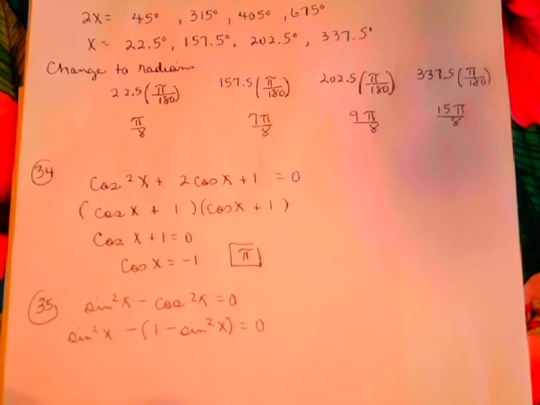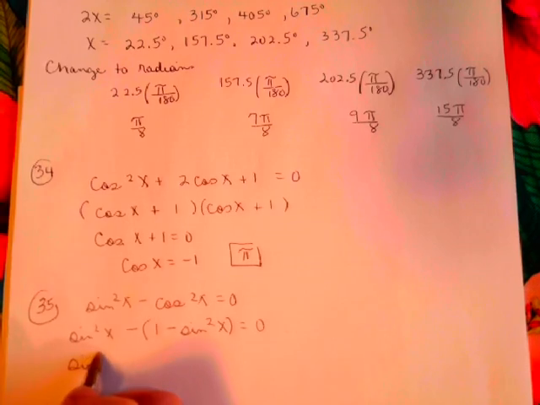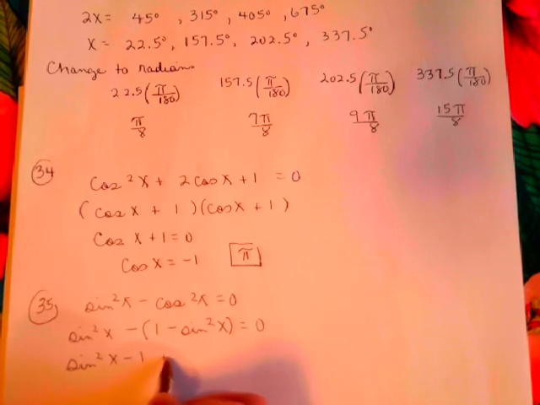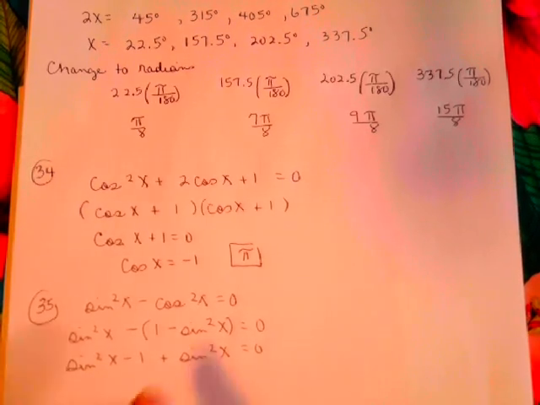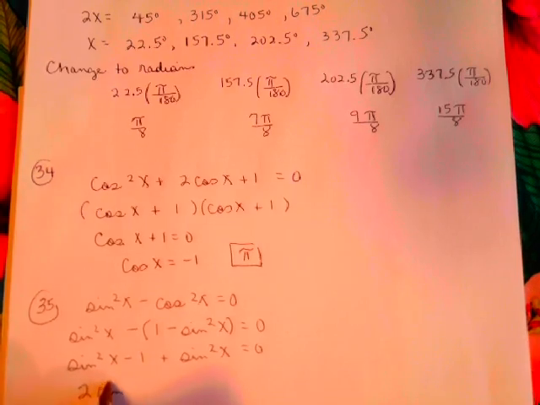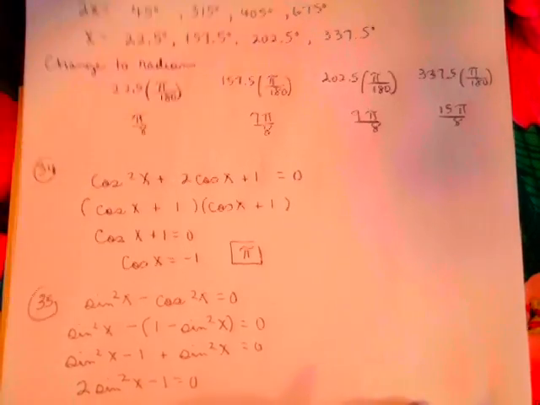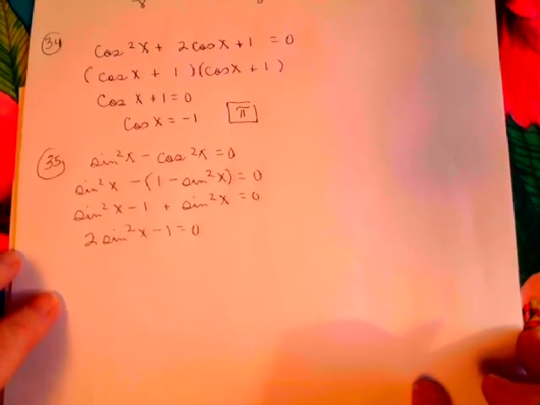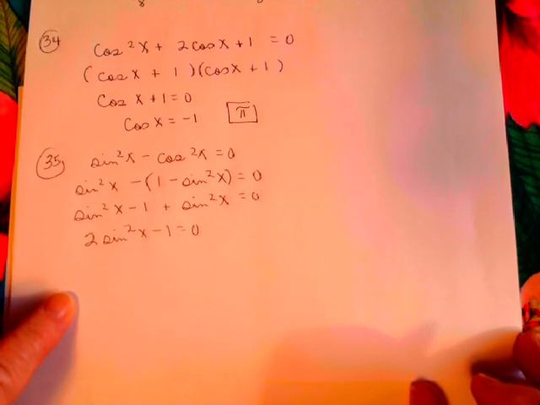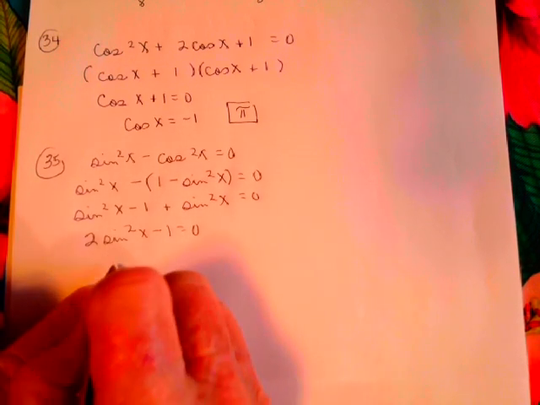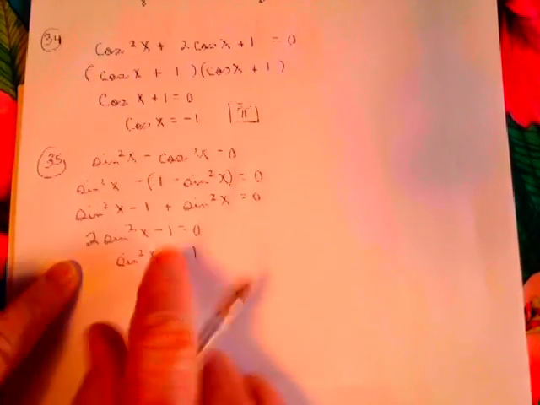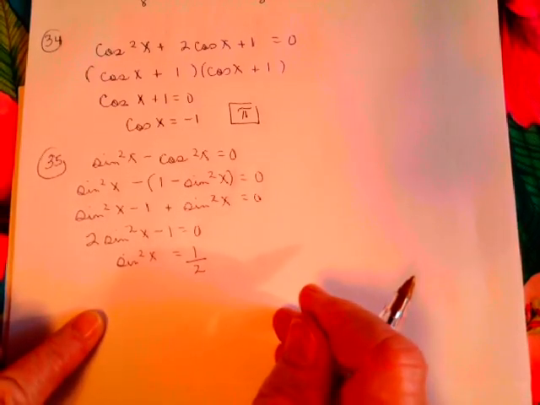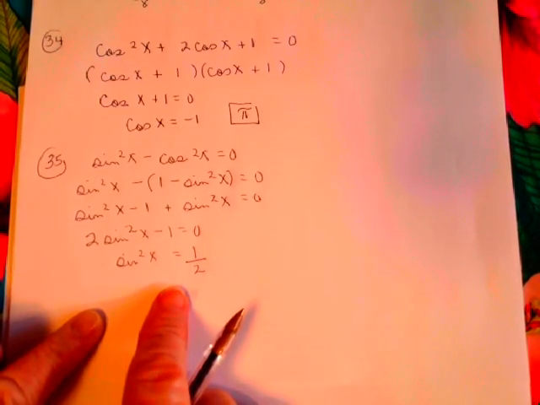Simplify this. Sine squared of x minus 1 plus sine squared of x equals 0. Sine squared plus sine squared is 2 sine squared of x minus 1 equals 0. Now, add 1 to each side. 2 sine squared of x equals 1. Divide both sides by 2. Sine squared of x equals 1/2.